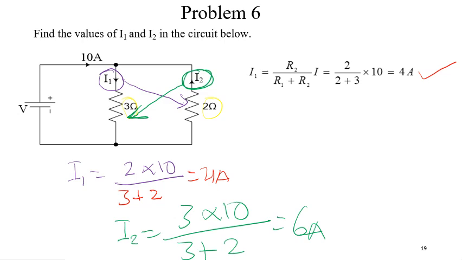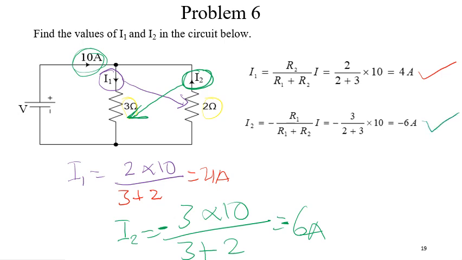But let's not forget, let's look at the arrow here. The current is pointing inside, but I2 is going against the flow of the current. So basically we negate the formula, just as I explained earlier. So our answer becomes minus 6 amps. This is the formula we use to get I2.